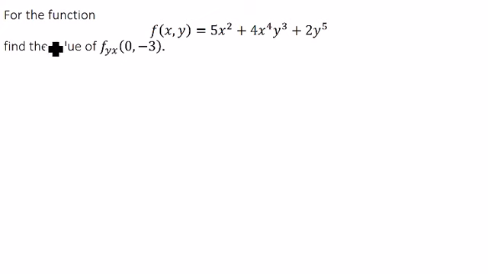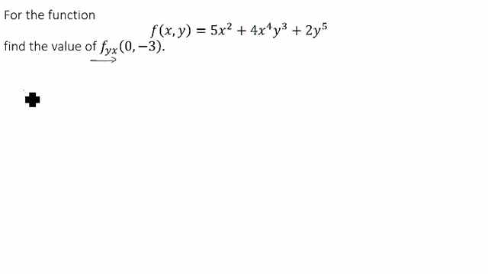So for the function f of x, y equals 5x squared plus 4x to the 4 y cubed plus 2y to the 5, find the value of f sub yx at 0 comma negative 3. That's the second order mixed partial derivative of this function. Okay, so we're going to go from left to right when we do the order of these derivatives.